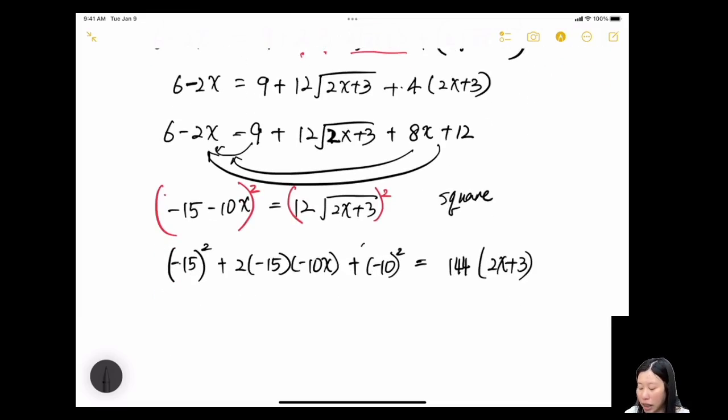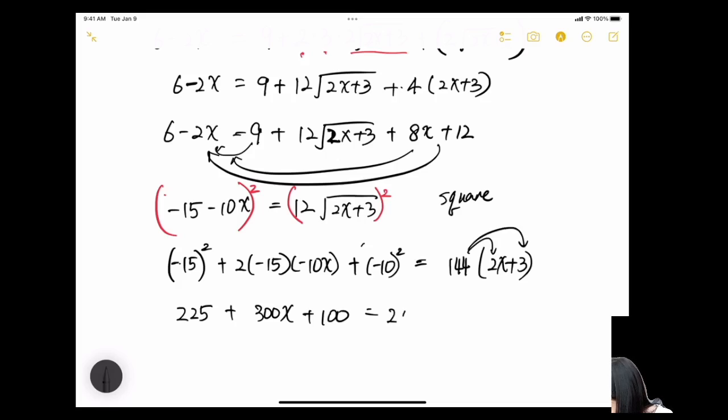Okay, the number is big, but it's easy. The idea is easy. So I have 225 plus 300x plus 100x squared equals, distribute 144 inside, I have 288x plus 432. Okay, let me double check. Let me use a calculator.